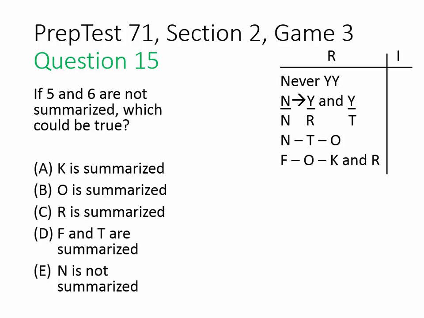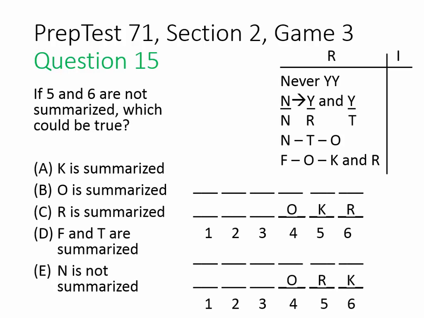Prep Test 71, game number 3, question 15, asks us, if the 5th and 6th books are not summarized, which of the following could be true? So we bring up our limited options, and right off the bat, we're going to say that books 5 and 6 are not summarized. Well, we have already seen situations where R is not summarized, and as a reminder, that factors into this rule up here.